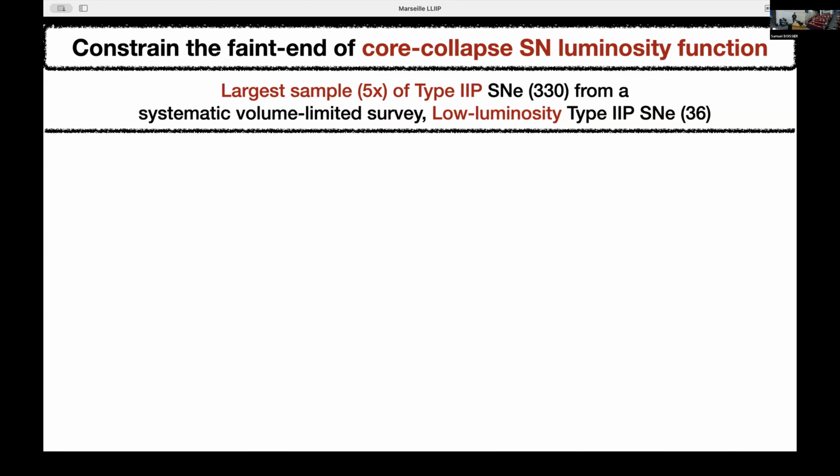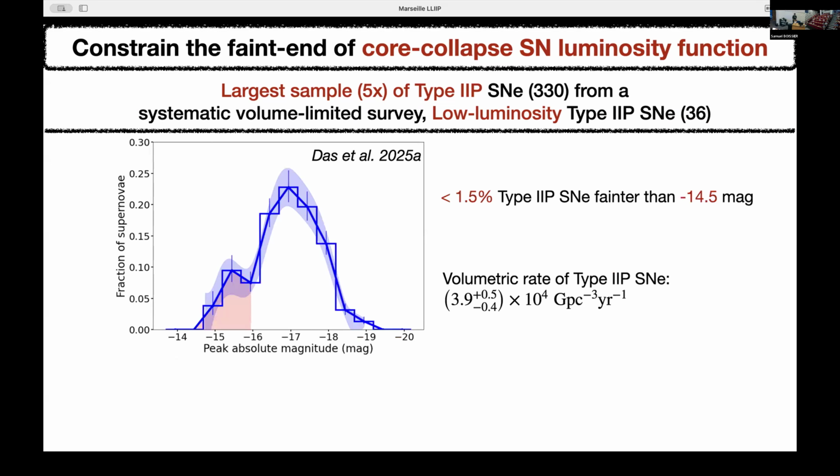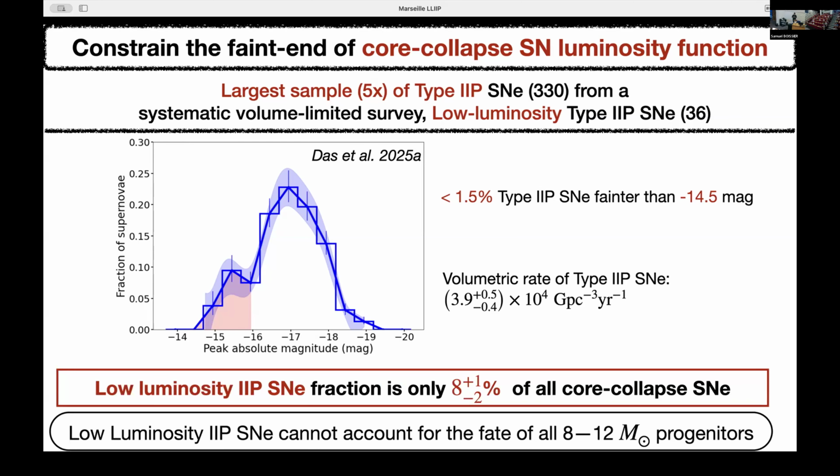As part of this project, we compiled the largest sample of hydrogen-rich supernovae, of around 330. And as part of this, we have around 36 low luminosity 2P supernovae, which is almost 3 times what we had in the literature. We then put very strong constraints on what the faint end of the core collapse supernova luminosity function should look like. We find that less than 1.5% of type 2P supernovae are fainter than -14.5 mag. We produce volumetric rates of the supernovae by using a very systematic simulation of this entire volume limited survey and trying to reproduce what we have in the actual counts.